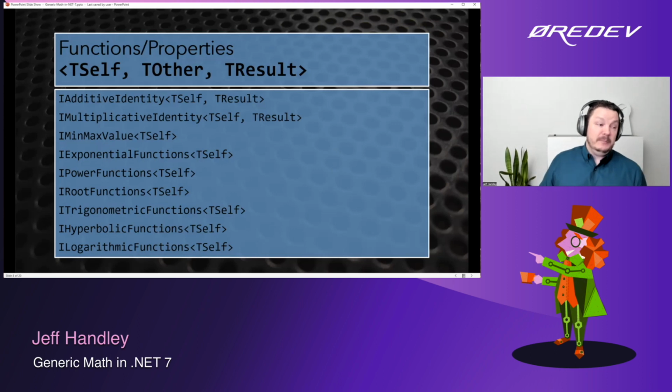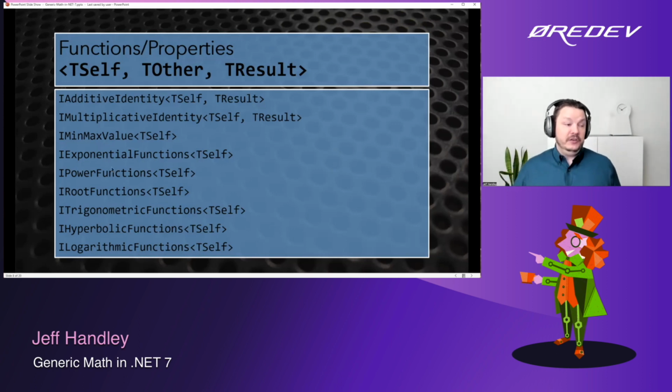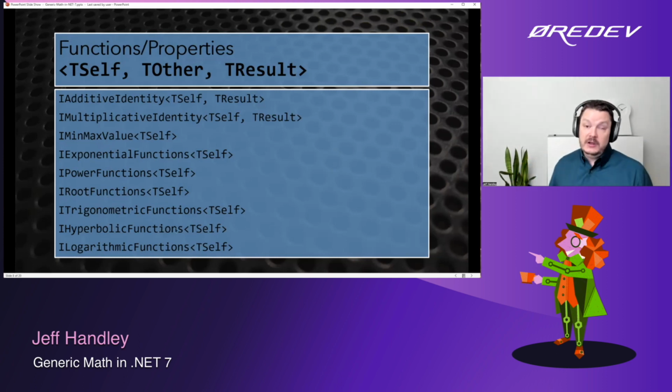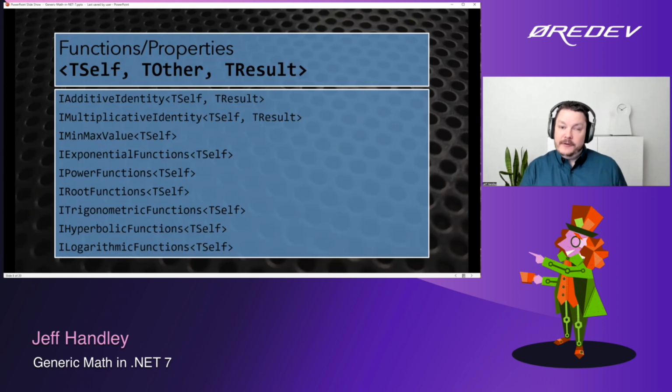We saw IMinMaxValue. Then we have these function interfaces for exponential functions, power functions, root functions. So square root is sitting on IRootFunctions, trigonometric, hyperbolic, and logarithmic functions. So now you can start to think back to the implementations you've had of your business models and your business-specific algorithms. Start to think about what mathematical functions they needed in order to pull off their functionality, and you can model them in terms of which interfaces you would need to constrain to.